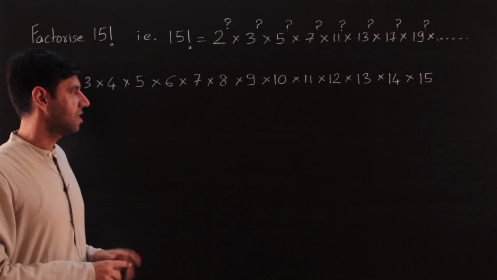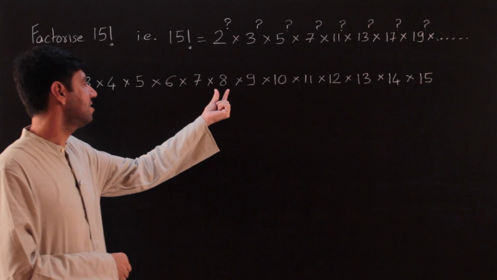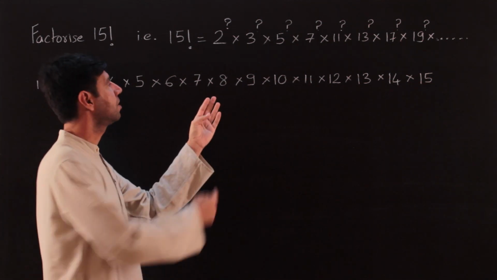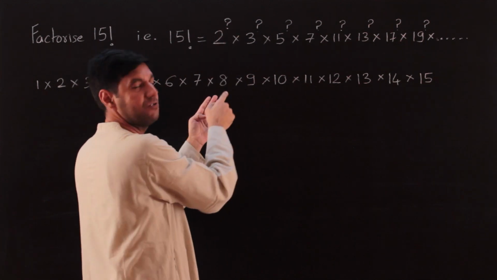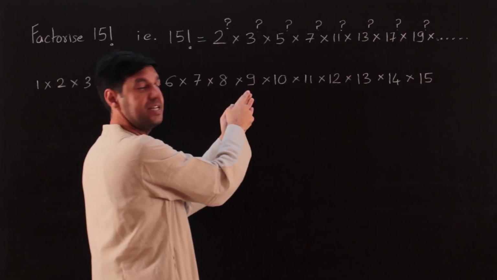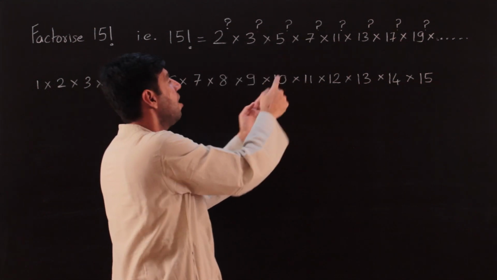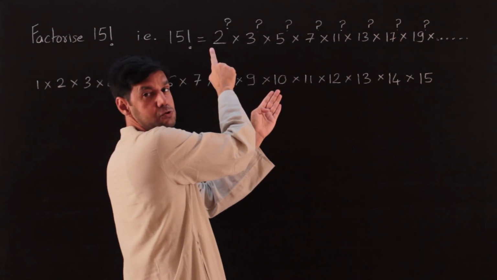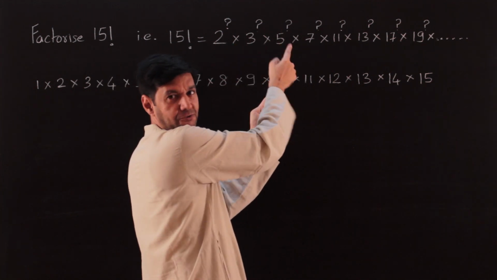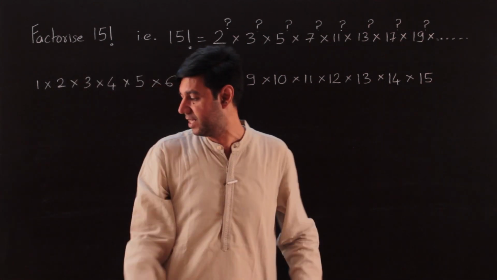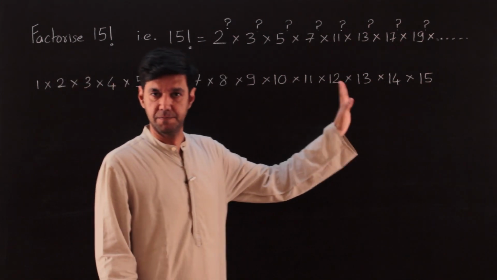Now, the task that remains is this: 8 is not just a number 8, it is made up of 2 into 2 into 2. So it's going to contribute 2 to the power 3. 9 is going to contribute 3 to the power 2. 10 is going to contribute a 2 and a 5, 2 into 5, right? So what remains is that these individual numbers, I need to break them into the primes.